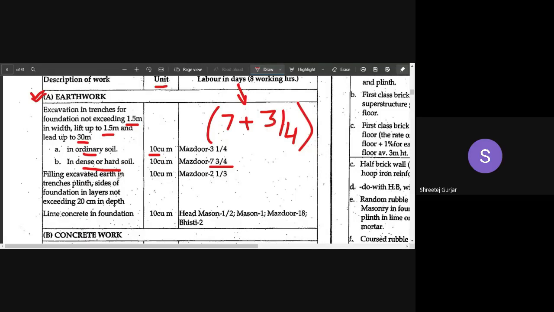Next, similarly, if you want to excavate earth in trench, sides not exceeding 20 centimeter in depth, then you will be requiring less mazdoor. You will be requiring labor for only 2 plus 1/3 of days. So this is very important. This convention you have to understand clearly.